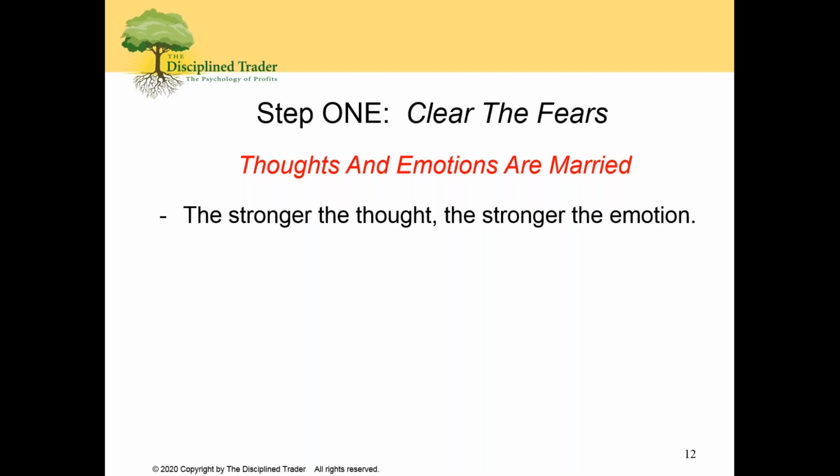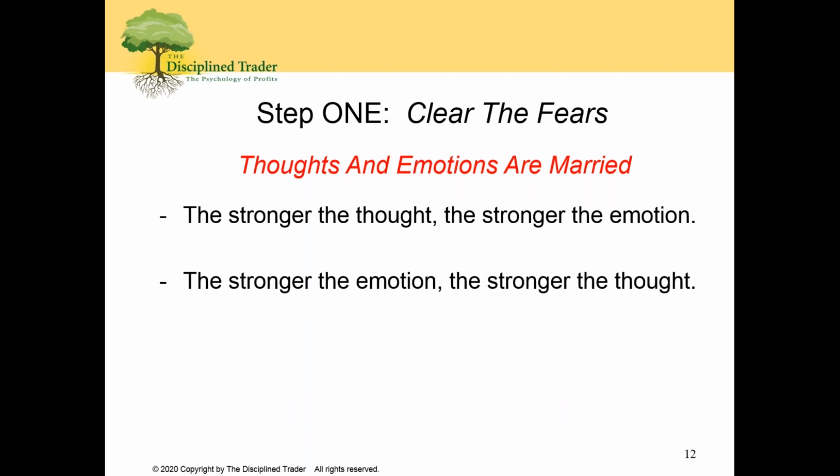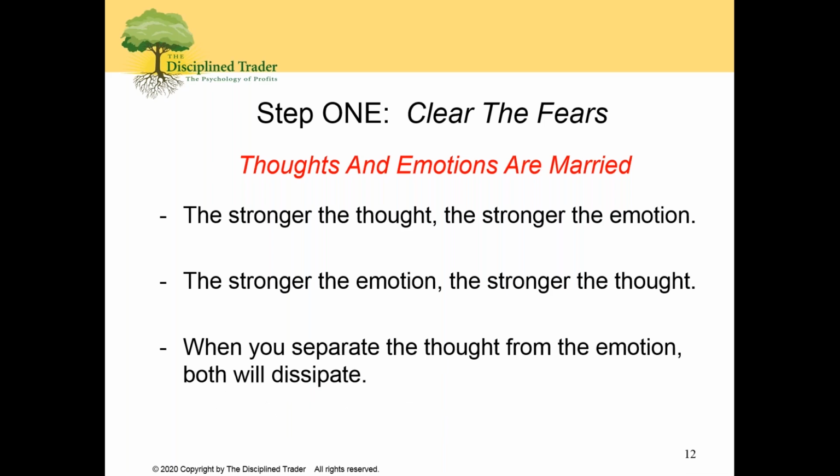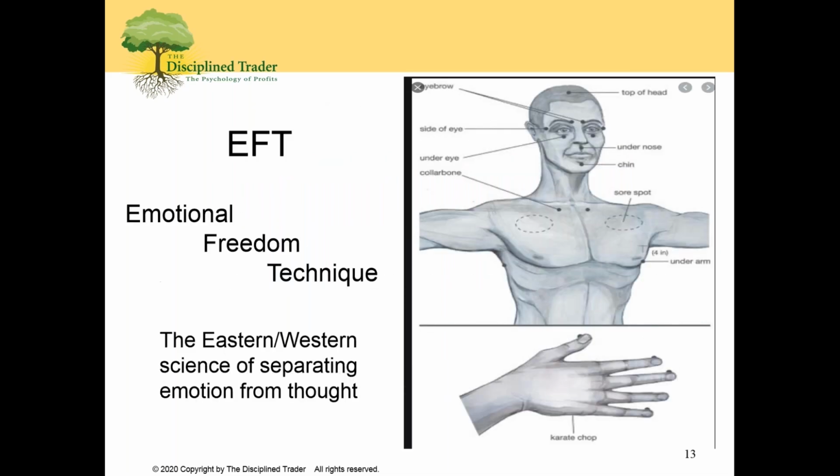The stronger the thought, the stronger the emotion. And in reverse, the stronger the emotion, the stronger the thought. There is no way of separating them. There is an emotion attached to every thought, and there is a thought attached to every emotion. When you separate the thought from the emotion, both will dissipate. And the process that we use to separate thought from emotion is called emotional freedom technique.